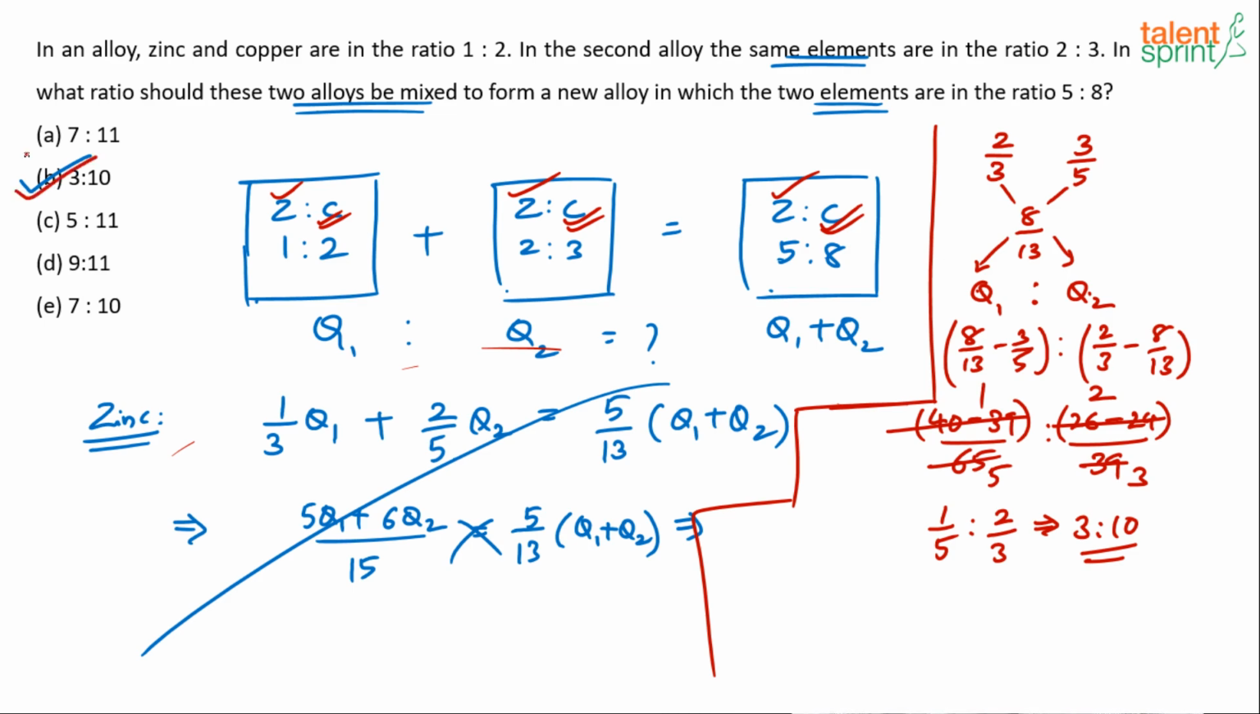Option B. So what did you learn from this? Either use concentrations of zinc or use concentrations of copper, you're going to get the same answer. Either use equation or use the alligation rule, you're eventually going to get the same answer. Concentrations can be given either in terms of ratio or percentage or any other thing. You just have to know how to use the numbers. Okay, so that's about the first question from alligations and mixtures.